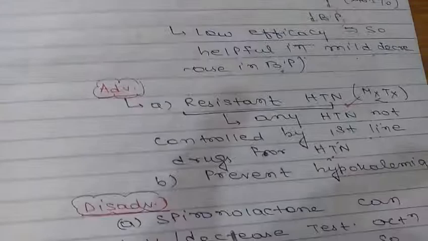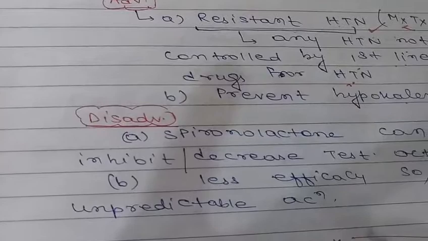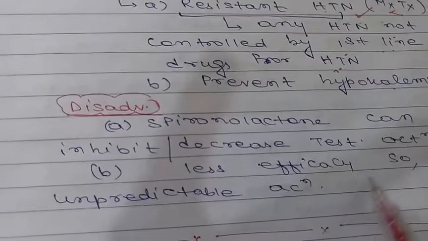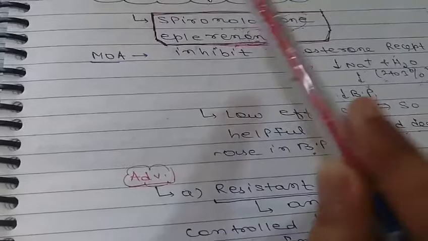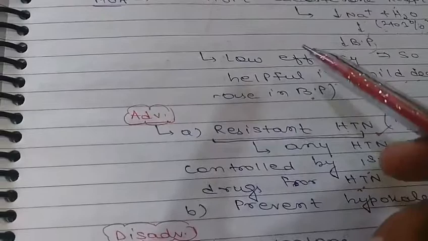Clear? Now the disadvantages: spironolactone can inhibit or decrease your testosterone secretion also, and it has very little efficacy, so it has unpredictable action. So we have completed diuretics, in which we discussed potassium sparing diuretics, spironolactone and eplerenone, loop diuretics, that was furosemide, and thiazides, chlorthalidone and indapamide. Clear? Now we will move to the next one, that is ANS.